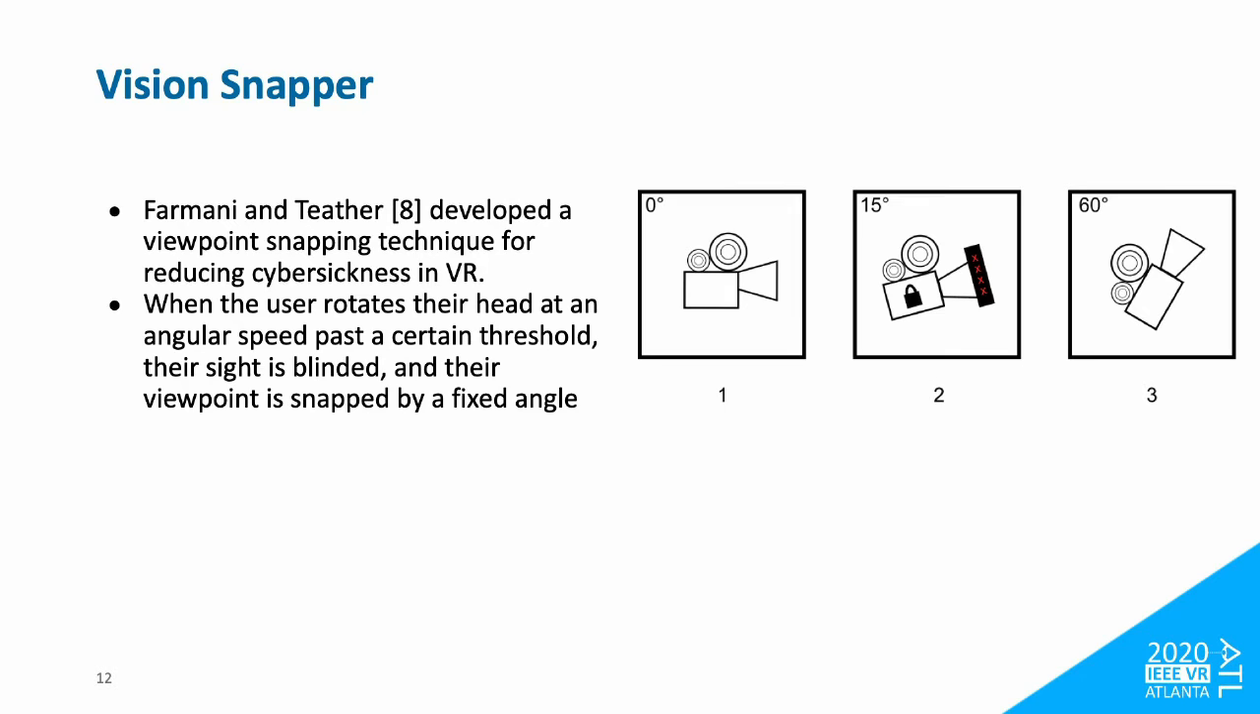Farmani and Teather created a viewpoint snapping technique to reduce cybersickness in VR. When a user rotates their head at an angular speed past a certain threshold along the y-axis, their sight is blinded for a temporary period, as if they had closed their eyes for a brief time. Their viewing angle within the simulation is then snapped by a fixed amount. This hides the visual noise that the user would have ordinarily witnessed during the rotation, and prevents the user from rotating their head too far within the simulation in one go. This technique can be difficult to visualize, so please take a look at the demonstration.